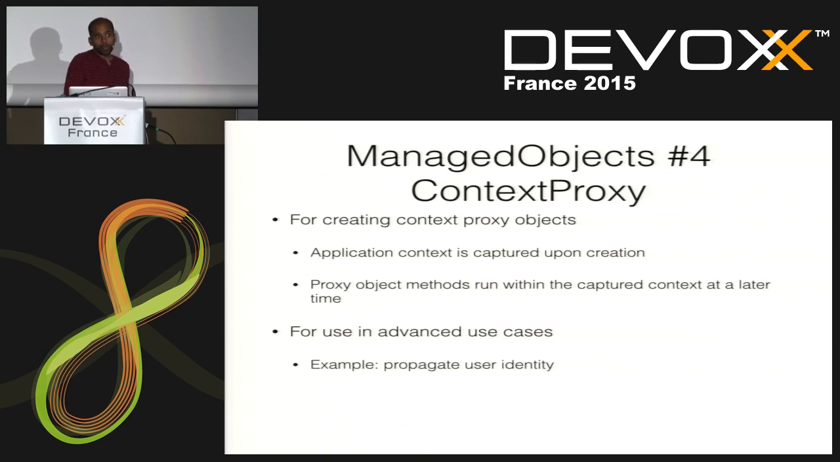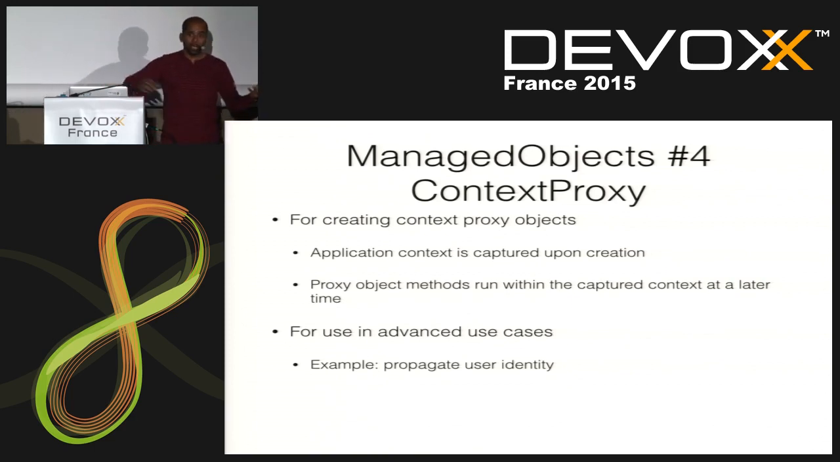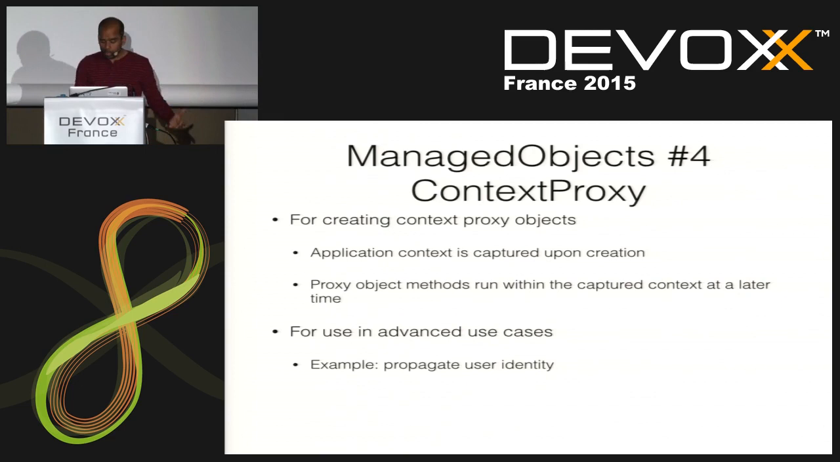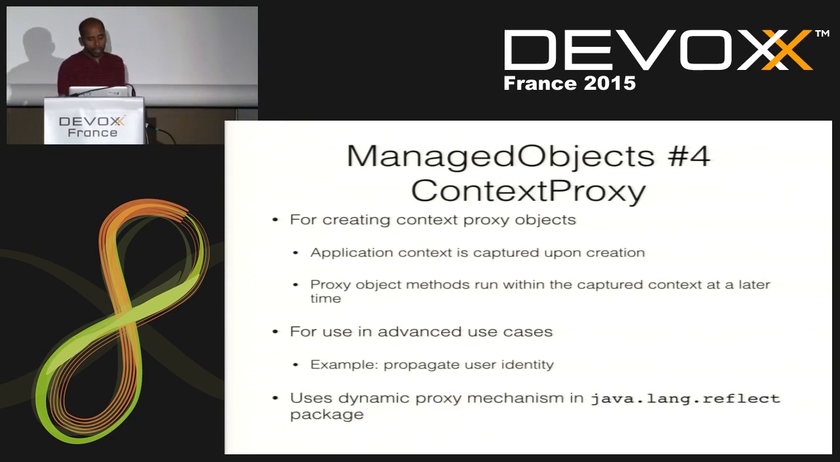So for example, you want to propagate user identity. The security context is captured at one place, and then when you're running it elsewhere, you just want to propagate the user identity because the context is already captured here. When you run it at a later place, it'll run in that same context. It does rely upon the java.lang.reflect package and the dynamic proxy mechanism to have that functionality available.